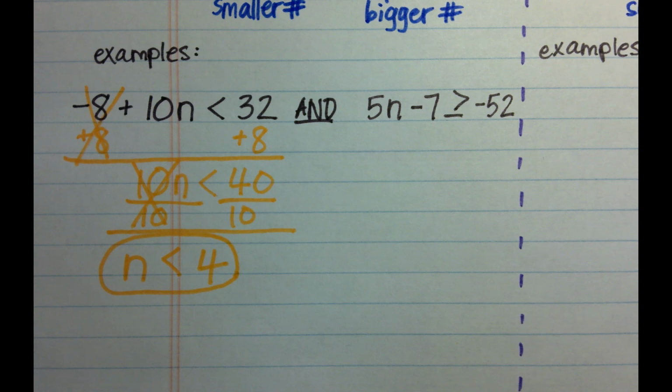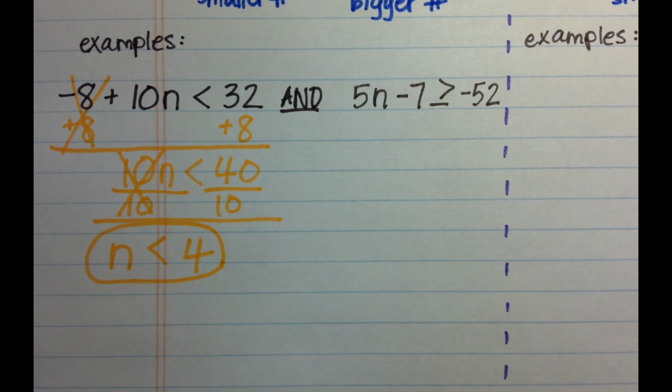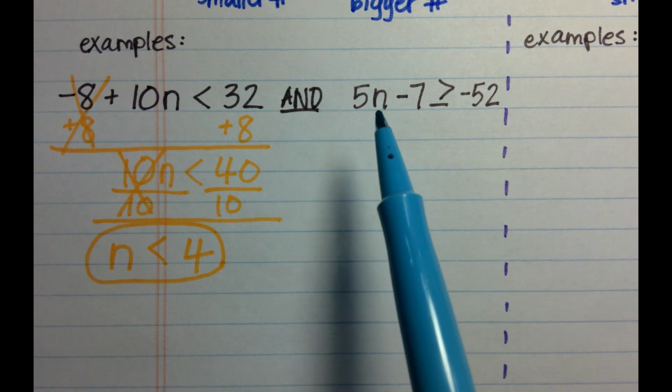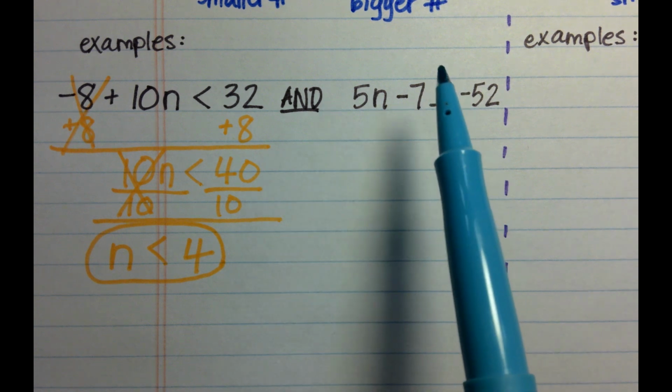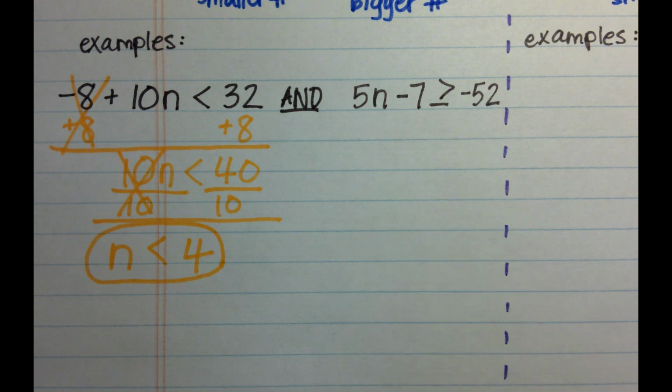Now I'm going to use a different color for the next one, just so we can see the difference here. And before we do that next one, do we have any questions so far? Is there any step that's got anyone confused? Okay, great. So now I have 5 times n minus 7 is greater than or equal to negative 52. What did I do first?